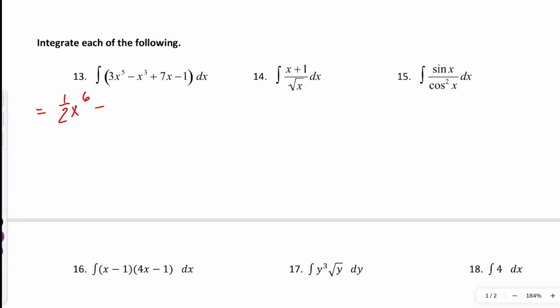And then minus, let's see, x to the 4th times a 4th, plus x squared times 1/2. 7 times a half is 7/2. And then minus x plus c.